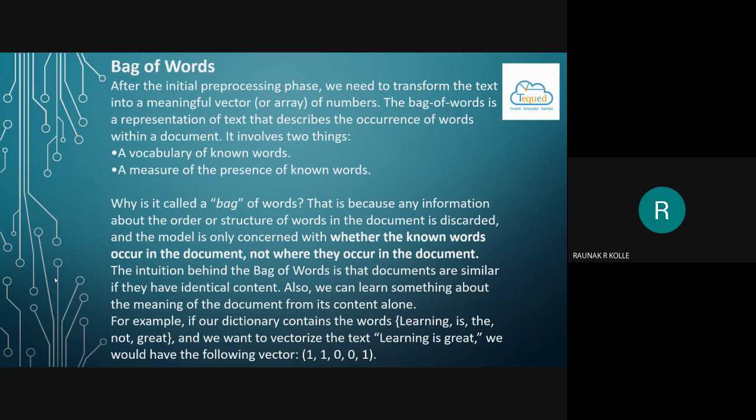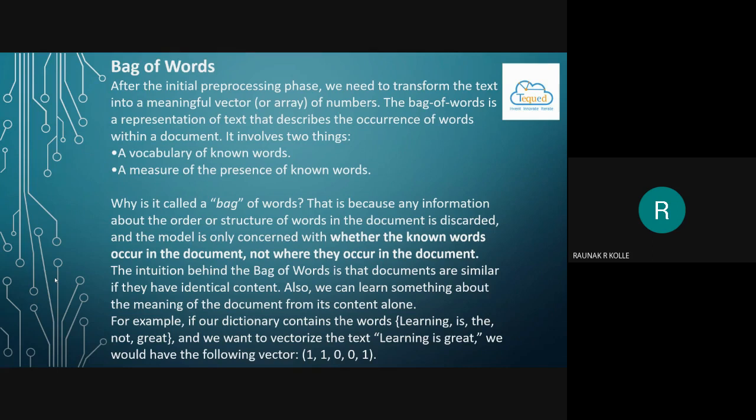Why is it called a bag of words? We have been hearing bag of words since the very beginning, but why is it called so? It is because any information about the order or structure of words in the document is discarded, and the model is only concerned with whether the known words occur in the document, not where they occur in the document.